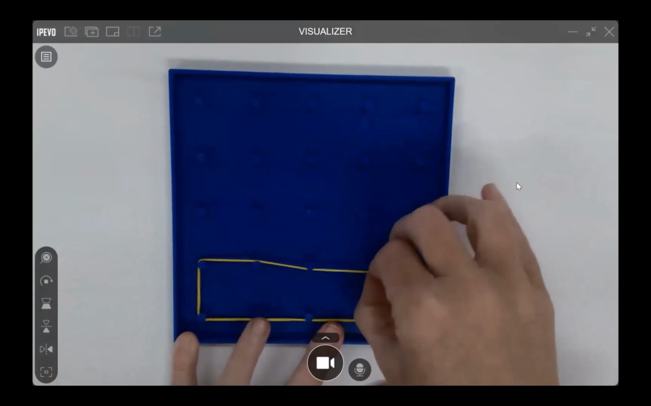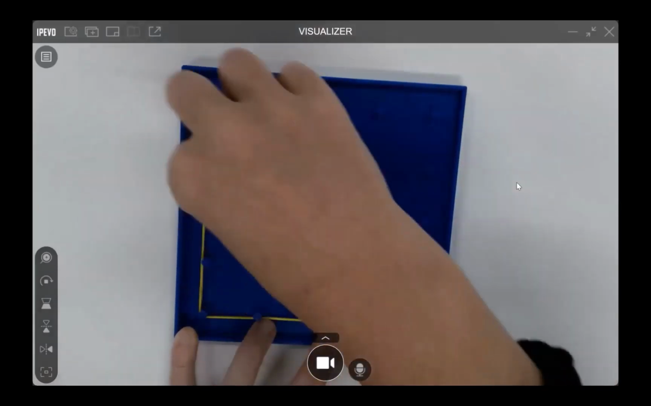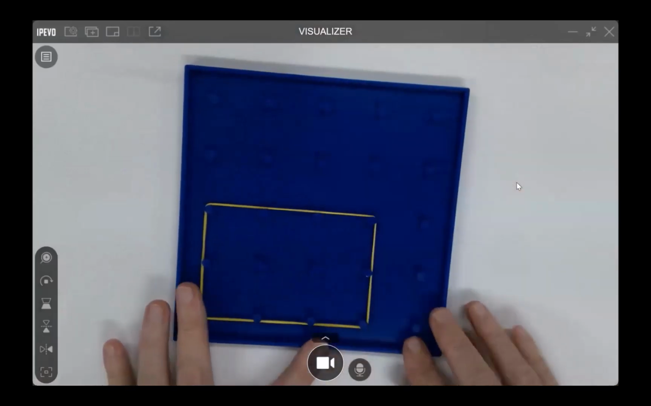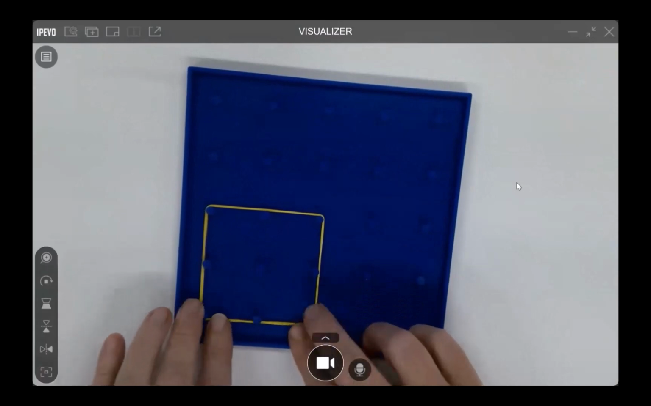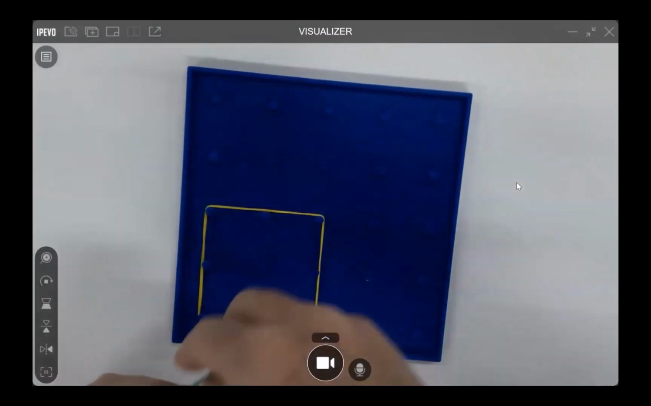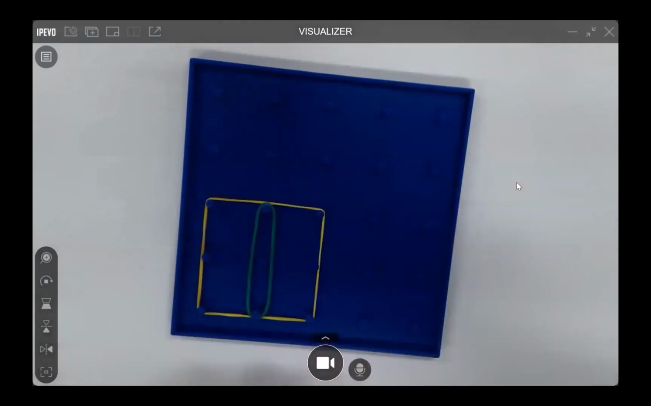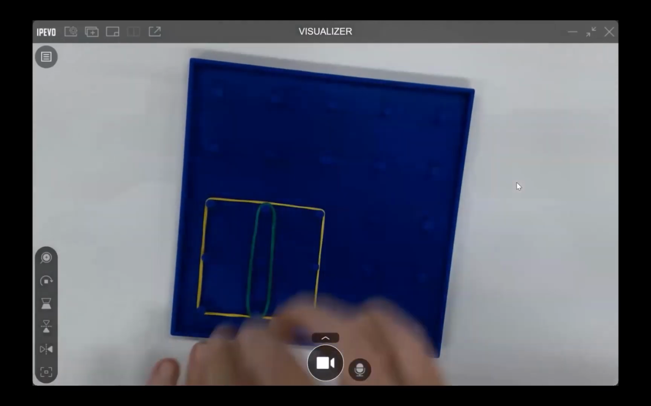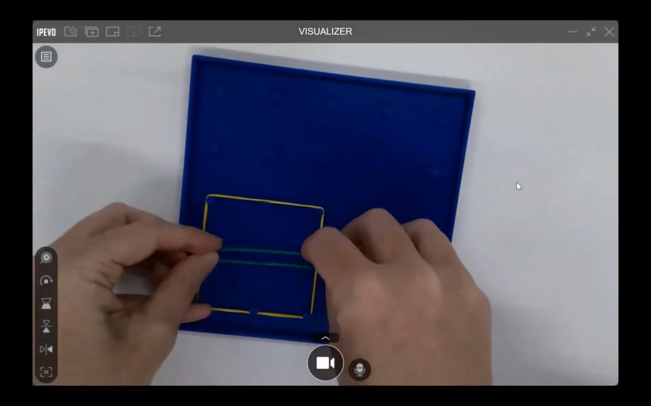The other thing that we can encourage students to notice with the Geoboards is that we can partition the squares and rectangles in different ways. So I might take this square and partition it into halves that way. I can also show it being partitioned into halves this way.